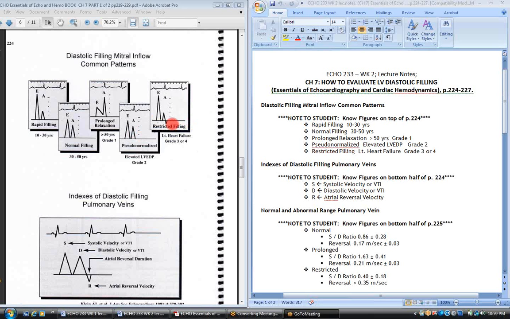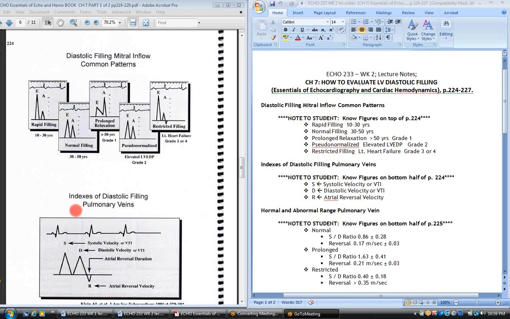Then we have the restricted filling, which is commonly referred to as left heart failure, or the beginnings of left heart failure, and that's referred to as grade 3 or 4. The difference between 3 and 4 is whether it's reversible or not: restricted reversible versus restricted non-reversible.